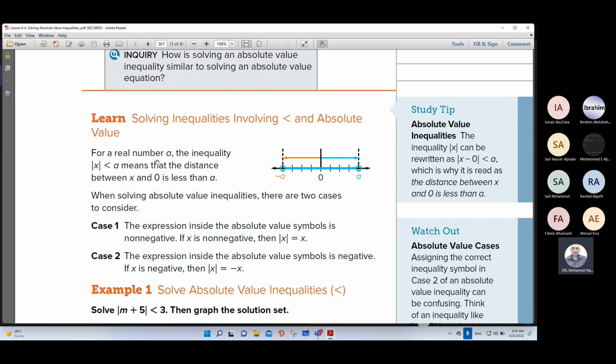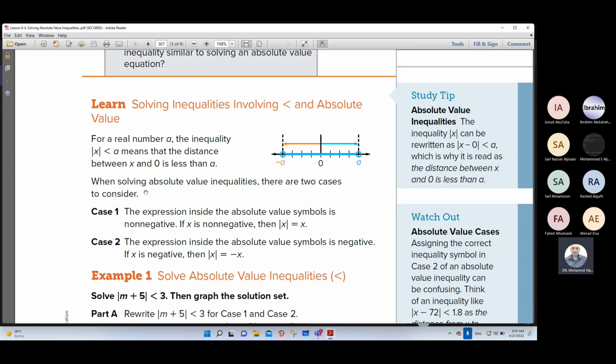For a real number A, the inequality absolute value of x less than A means that the distance between x and 0 is less than A. So the meaning of absolute value x less than A means the distance between x and 0 will be less than A.